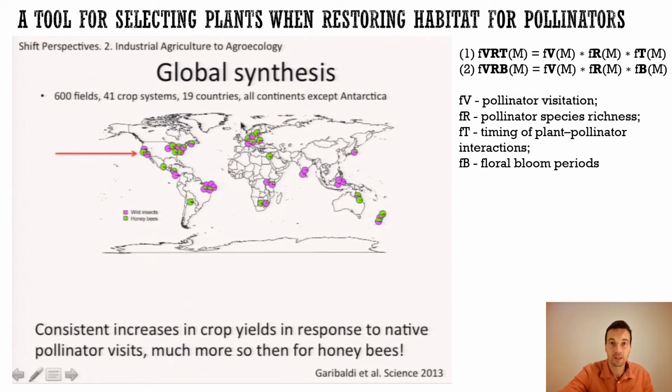Each function assigns numeric scores to mixtures of plants. Two objective functions are generated by multiplying results of different functions. One that optimizes pollinator visitation, pollinator species richness, and the timing of plant-pollinator interactions. And the second that also optimizes visitation and species richness, but floral bloom period instead of timing of plant-pollinator interactions.